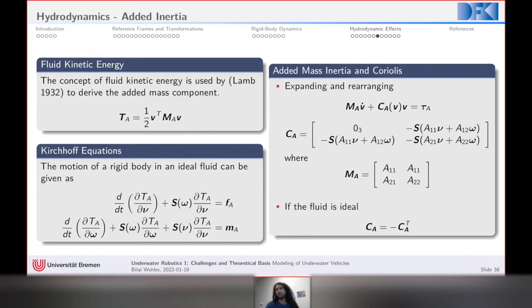And again, if the fluid is ideal, this Coriolis term has this skew symmetry property, so it's equal to minus C_A transpose. All right, so this is added mass or added inertia, which, as we will see later, is not at all negligible when it comes to underwater vehicles.